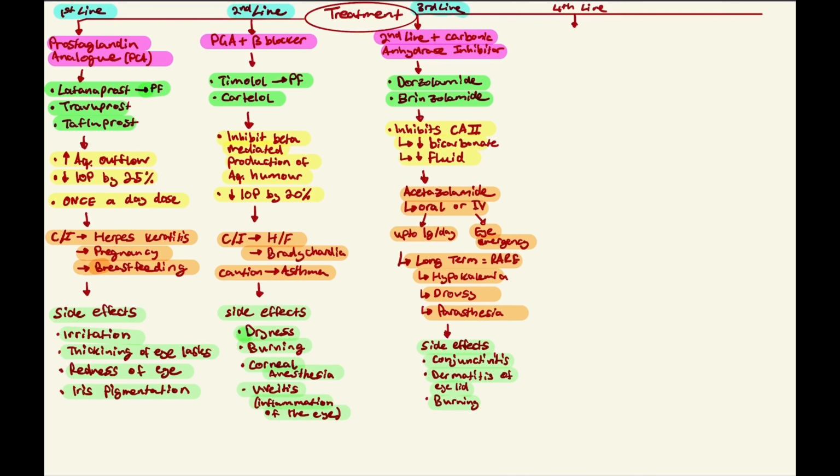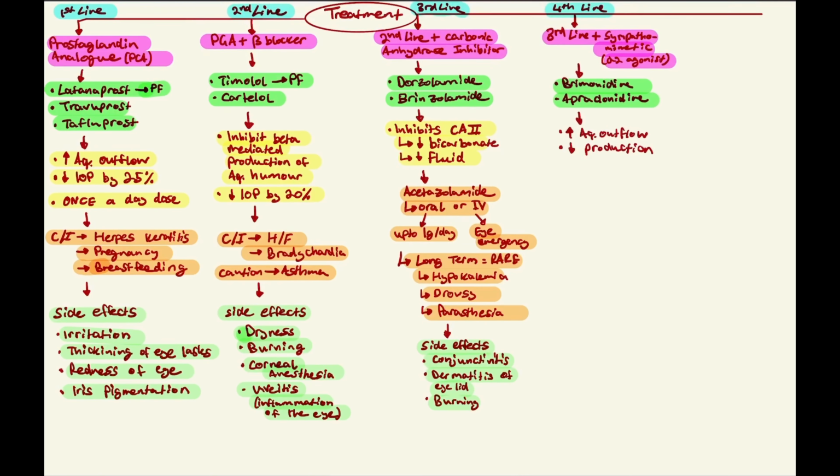Fourth line includes drugs from third line plus a sympathomimetic agent, which are alpha-2 receptor agonists. Examples include brimonidine and apraclonidine. Alpha-2 receptor agonists increase aqueous outflow through the outflow pathway of the eye, but also decrease the production of the fluid in the eye. Side effects include reddening of the eye, blurry vision, and stinging of the eye.